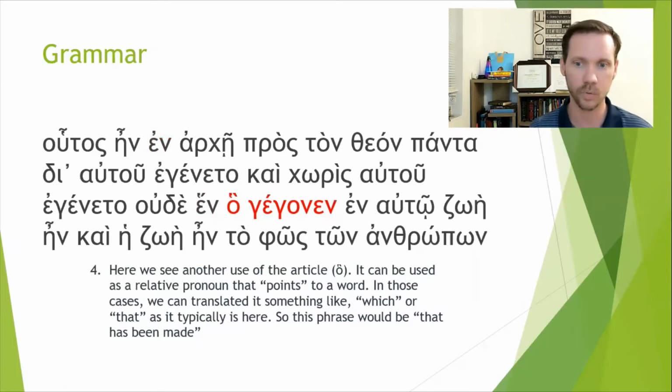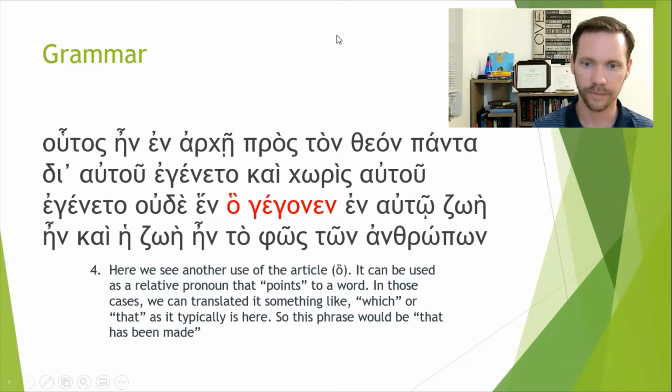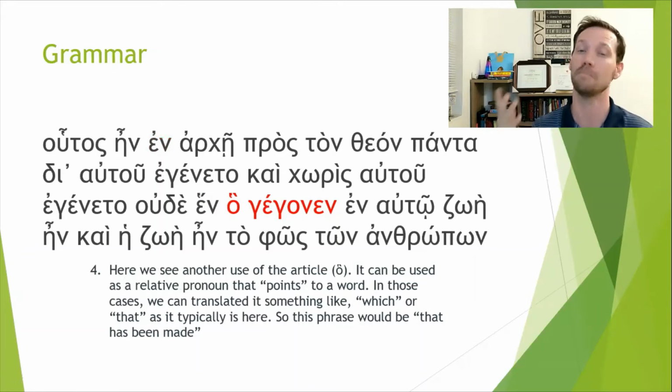So the idea here would be, starting from the kai choris, and apart from him came into being not one thing. You don't say one, it's a one thing, which came into being. In him was life. So again, sometimes the context just has to tell you what the definite article is doing. And there are still more uses of the definite article.